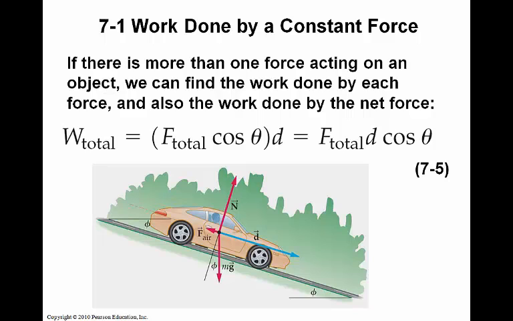If there's more than one force acting on an object, we can find work done by each force and also the work done by the net force. The total work is going to be the sum of the work done by all the forces acting on the object.